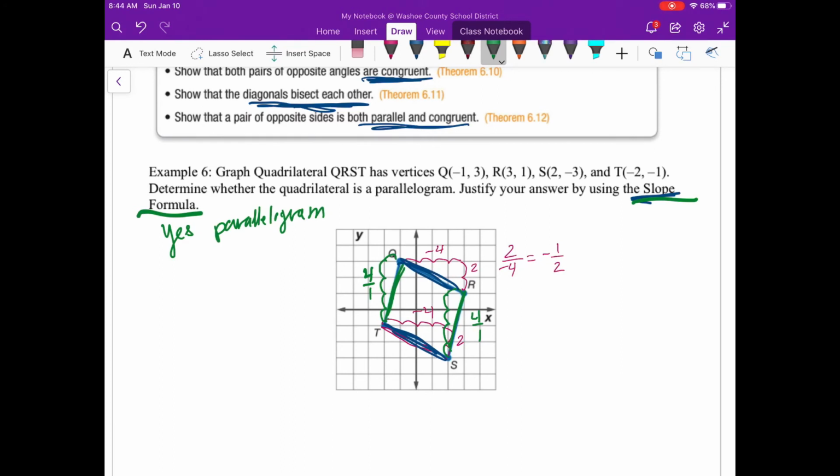If this was on a test for a district final or on one of your standardized tests like the ACT or SAT, those are the formulas you would be using. The slope formula to compare that the sides are parallel across, and then the distance formula to make sure that they are also congruent to each other.